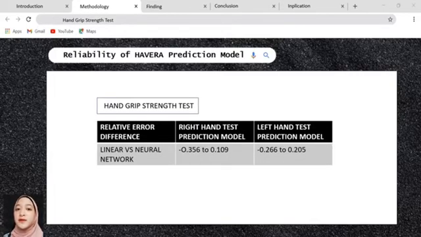Next, we have the results testing of linear and neural network HAVERA cause-effect health model, which have been divided into two sections, which are hand grip strength test and hand numerical scoring test. For hand grip strength test, the difference between linear and neural network relative error for right hand is between negative 0.356 to 0.109. Meanwhile, for the left hand it is between negative 0.266 and 0.205. As we can see in the table, the relative error value is so small for both left and right hand, showing a reliable association between height, weight, and estimated daily vibration exposure.